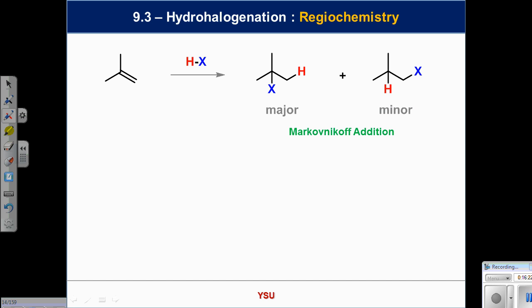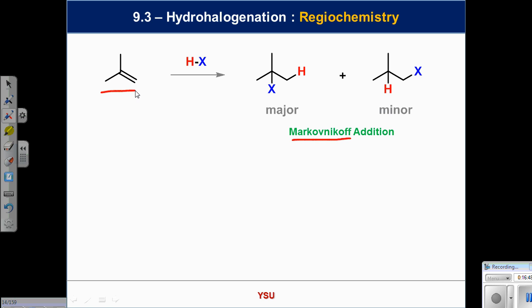So if you've got your head around the idea of Zaitsev and Hofmann, this is the counterpart. This is going in the opposite direction. Zaitsev and Hofmann were making alkenes. This is now adding to an alkene to make something saturated. And we're going to call this Markovnikoff addition. Markovnikoff and Zaitsev were colleagues, I think, at the same university in Russia. One guy decided to do alkenes, the other guy decided to go in the opposite direction. And this rule now is something that will stick with you, especially in biochemistry and further.